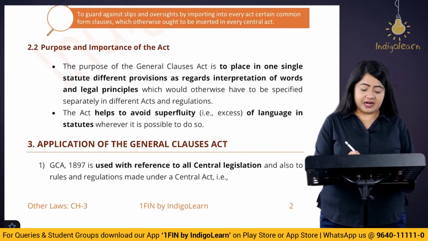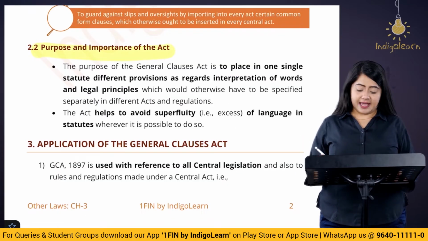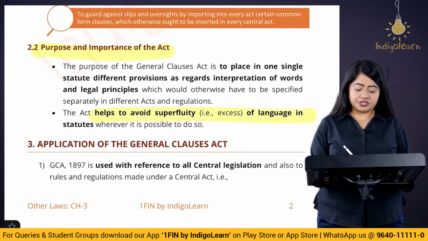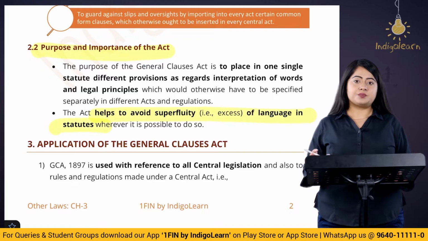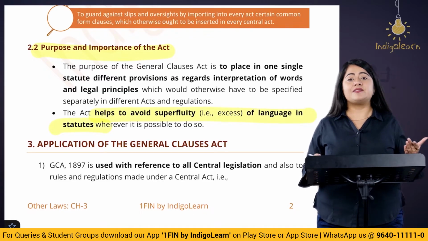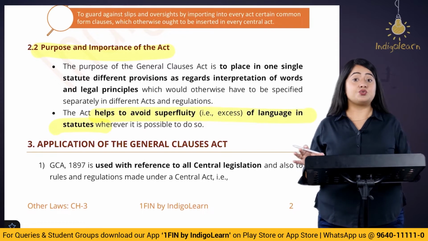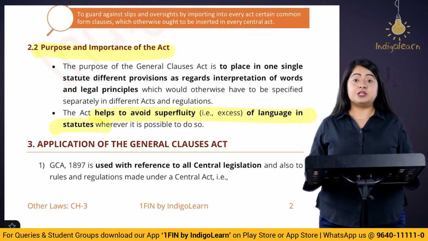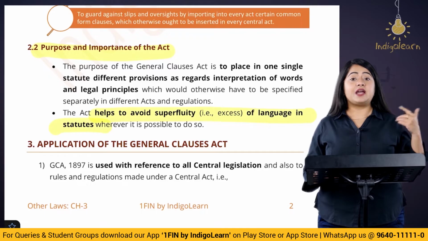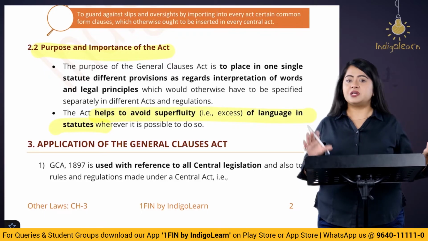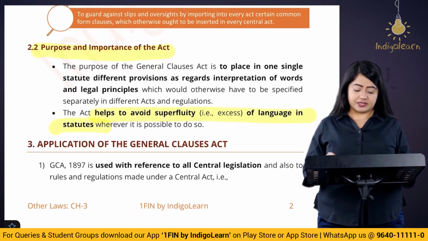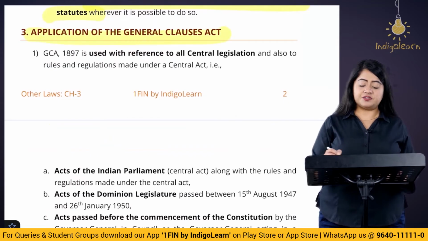So accordingly, we understand what is the purpose and importance of this act. This act is basically to avoid superfluity of language in other statutes. Suppose there are certain words which do not have a definition in any other statutes, then we can use the General Clause Act definition to understand any other statute. Similarly, if there is confusion in interpreting any of the sections of other statutes, we can use the General Clause Act to understand. Now, what is the applicability of the General Clause Act?